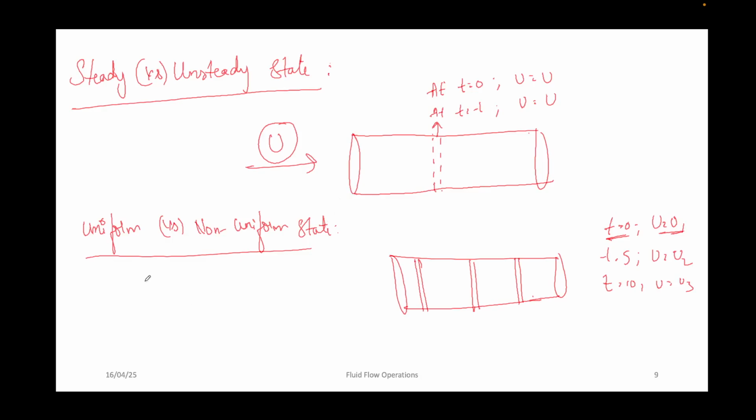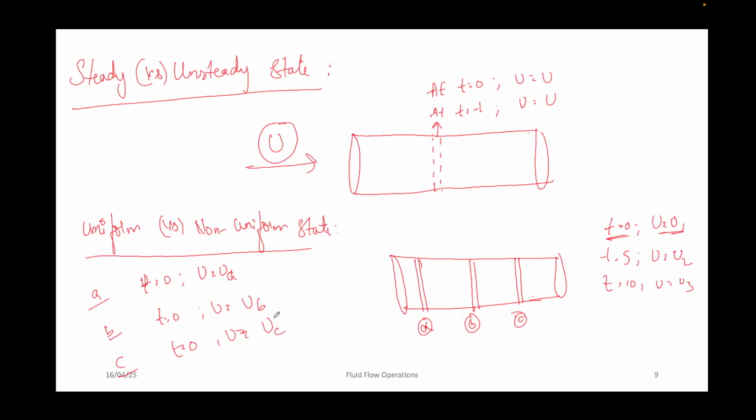But let's say at t is equal to 0, u is u1 at this location, that is at point A. Let's say this is point A, B, and C. At point B at t is equal to 0, u is UB, and at point C at t is equal to 0, u is UC. So this cannot be called a uniform flow because the property of the fluid is changing across the fluid, right? So this becomes a non-uniform state or non-uniform flow.